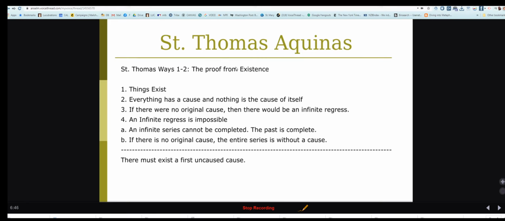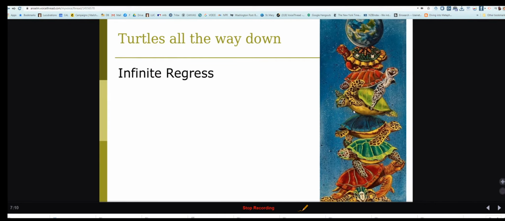We're going to be combining St. Thomas's first two ways. There's a little technical difference between them, but for our purposes it doesn't matter. We'll combine both of them together and call them the proof from existence. And they're working to explain how things exist, and they're using the scientific principle that everything has a cause and nothing is the cause of itself. So there's a famous story based upon that principle that explains sort of the type of situation that we're imagining if everything in nature has a cause and nothing is the cause of itself.